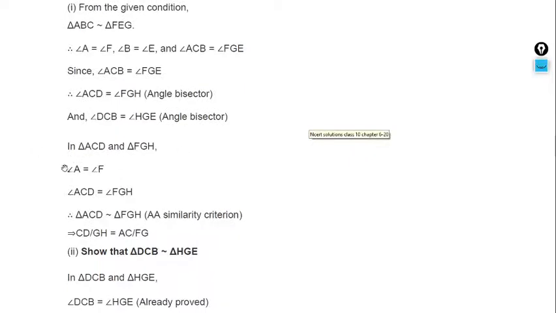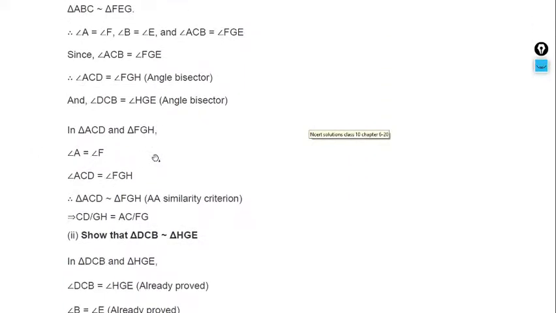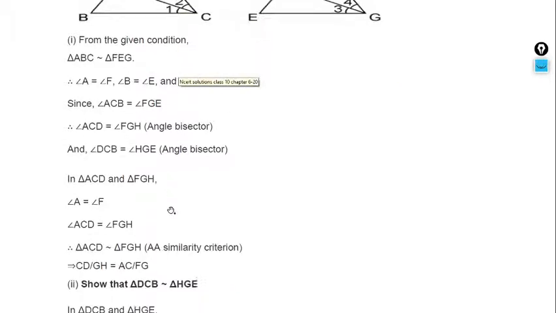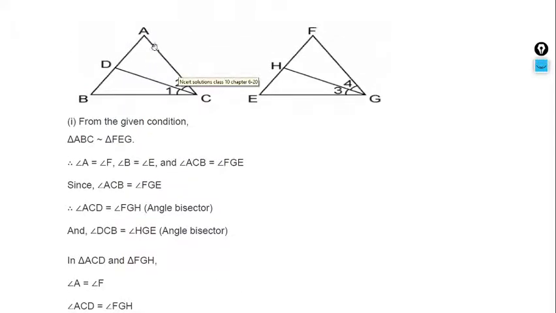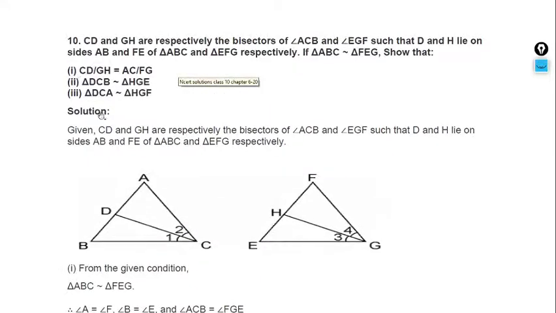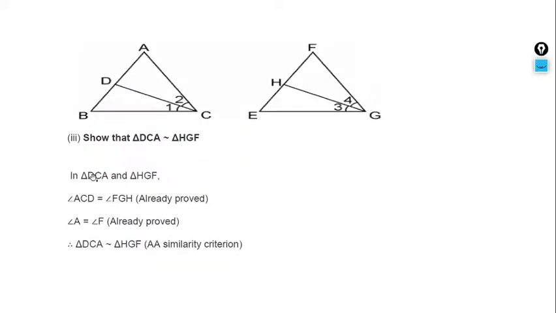In between these two triangles, angle A equals angle F, and angle ACD, this angle 2, equals angle FGH, angle 4. Therefore, triangle ACD and triangle FGH must be similar. This was what the question was. So we have proved the first part. Now we will move to the second part.